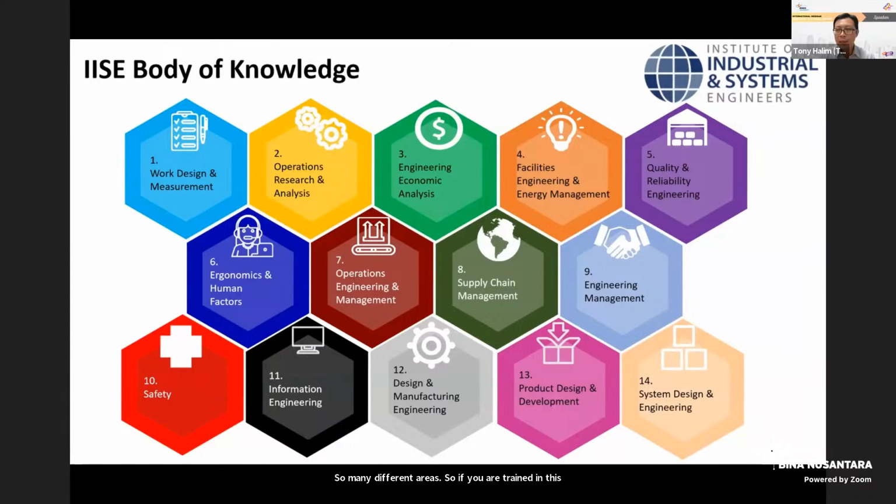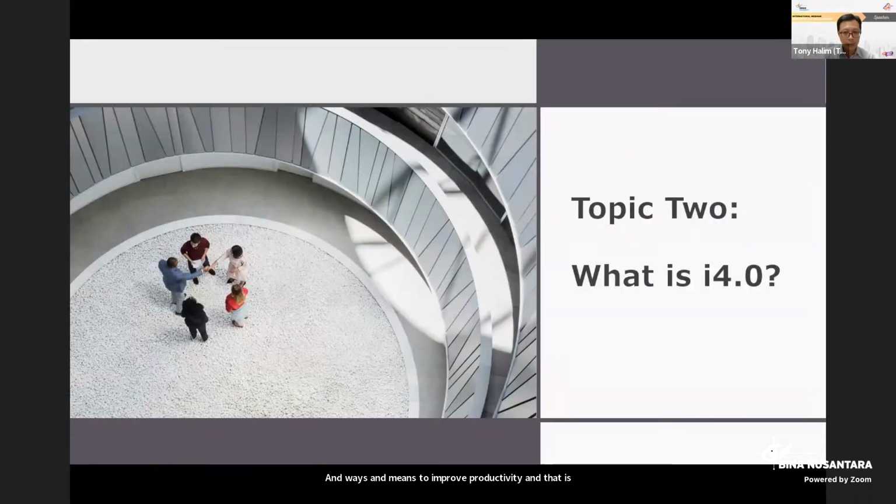Because there are so many industry segments that you can plug yourself into, regardless of which industry, they are always looking for ways and means to reduce costs and ways and means to improve productivity. And that is what industrial engineering is all about, improving productivity, okay? So that is in a nutshell what IE is all about, right?